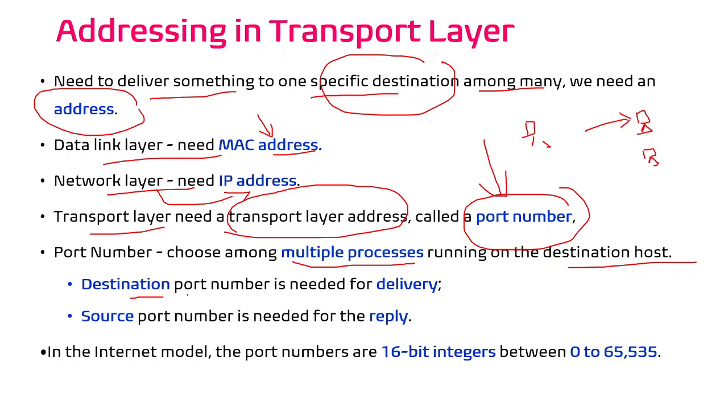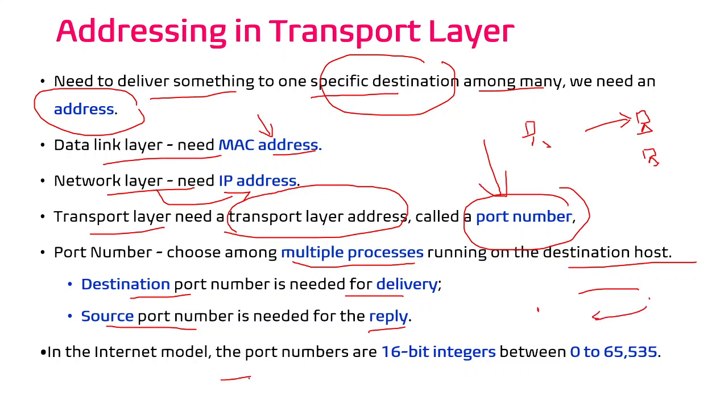So what is meant by destination port number? This is needed for delivering the data. And what is meant by source port number? This is needed for a reply, right? When I am delivering something, it has to be replied, right? So that is actually for the source port number. So destination port number is needed for delivery, right? So from one end to the other end, I am going to deliver something, right? Similarly, the source port number, some reply has to come from the destination devices.